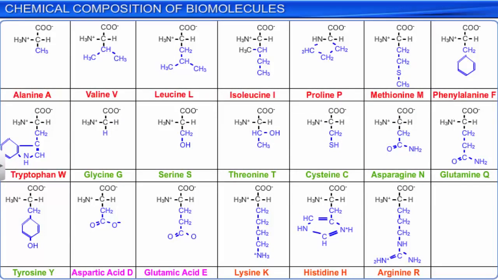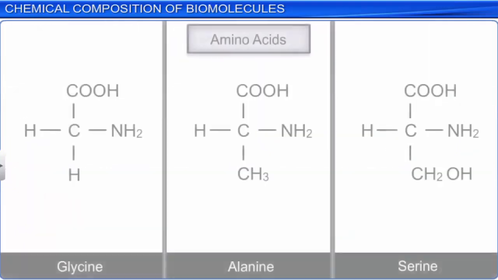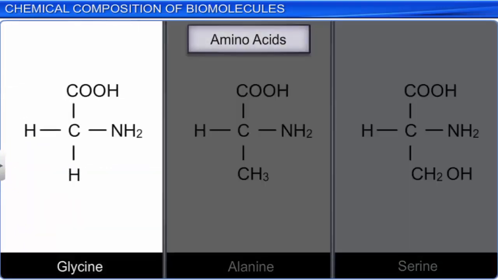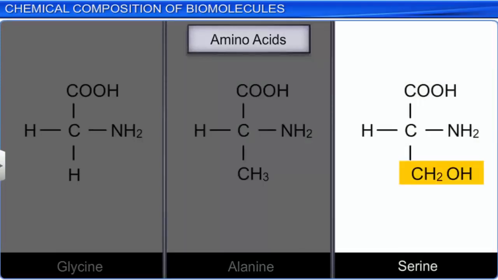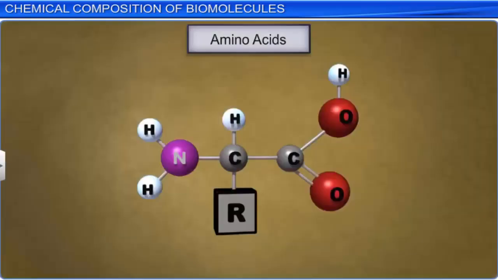However, there are 20 standard amino acids in proteins. For example, glycine, in which the R group is hydrogen, alanine, where the R group is a methyl group, and serine, where the R group is a hydroxymethyl group. The chemical and physical properties of amino acids are essentially of the amino, carboxyl, and the R functional groups.